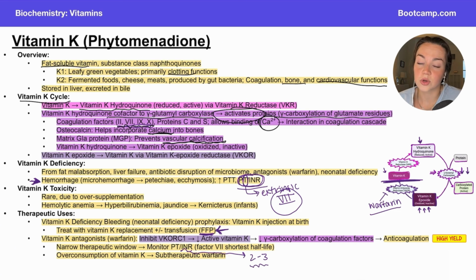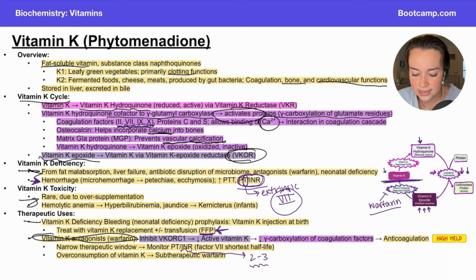That vitamin K hydroquinone, in the process of participating in that carboxylation, was oxidized into an inactive form called vitamin K epoxide via the enzyme vitamin K epoxide reductase, which was very important when we discussed warfarin and the mechanism of action of that famous anticoagulant. We talked about how vitamin K deficiency causes hemorrhage and how vitamin K toxicity is rare but can be seen in oversupplementation. One population that we do supplement vitamin K in is neonates to prevent vitamin K deficiency bleeding.